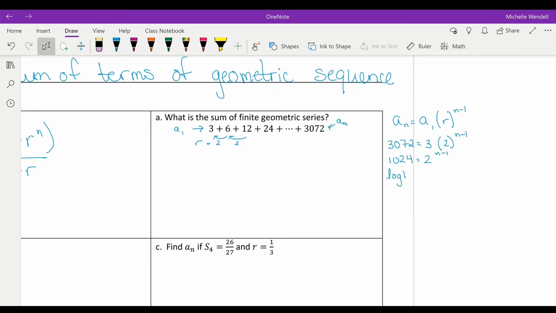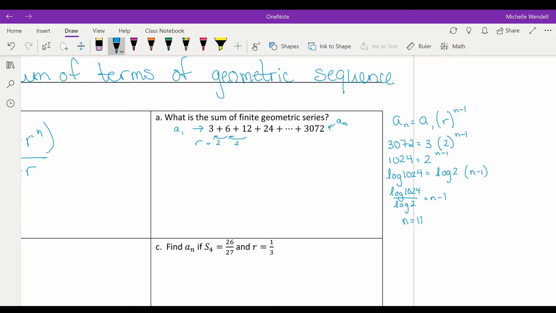I'm going to take the log of 1024. There we go. Take the log of 1024, equals log 2 to the n minus 1, which brings that n minus 1 down. So that multiplies onto the log of 2. And then I can divide the log of 2 over. So I have log 1024 divided by log 2 equals n minus 1. And if you punch that in and solve, you get n equals 11. So I know there are 11 terms in this series.